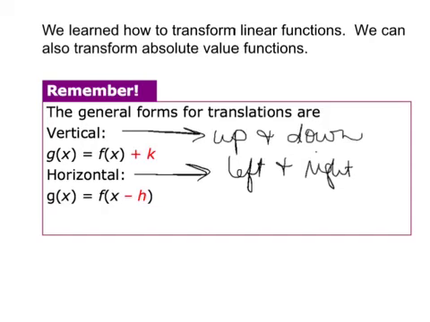So we learned how to transform linear functions earlier this chapter and last chapter. We can also transform absolute value functions. So the general forms for translations are vertical, okay, up and down. We add a k. So if we go up, it'd be plus k. If we go down, it'd be plus a negative k. Down is always going to make that negative, up keeps it positive. Horizontal goes left and right. If we go left, we're going in the negative direction, so we would plug in a negative h. If we go right, we're traveling in the positive direction, we plug in a positive h.